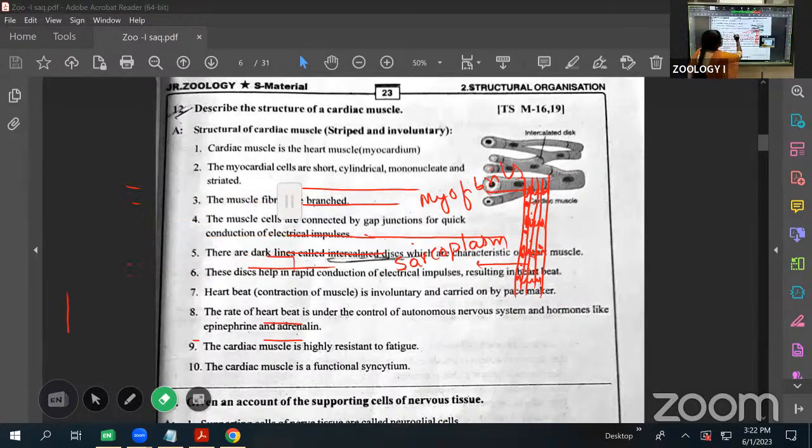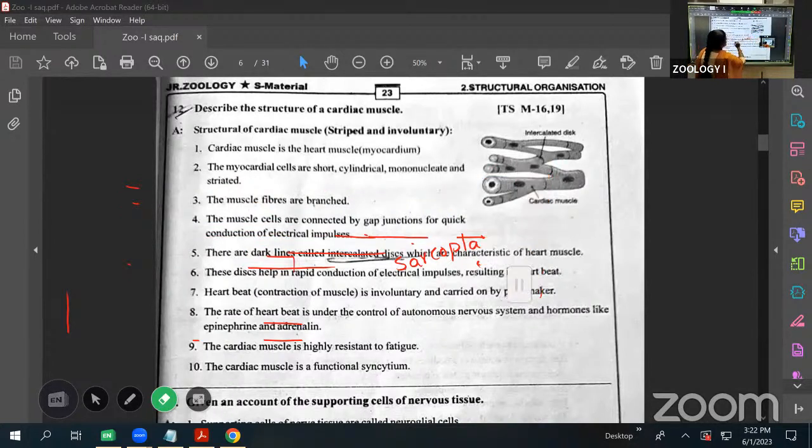Next is the cardiac muscle. There are mainly three types of muscles: the skeletal muscle, the smooth muscle and the cardiac muscle. Already we discussed the skeletal muscle. The smooth muscle is not important, so that's why I take the next one, the cardiac muscle. Clear?